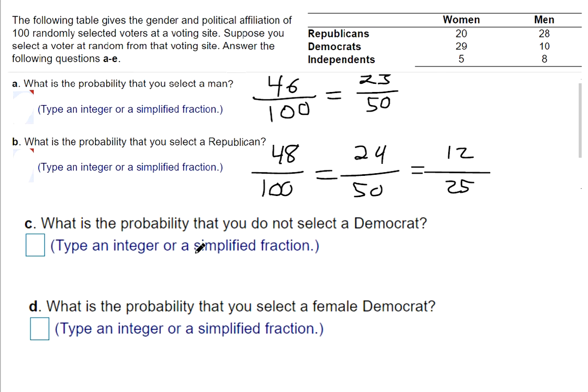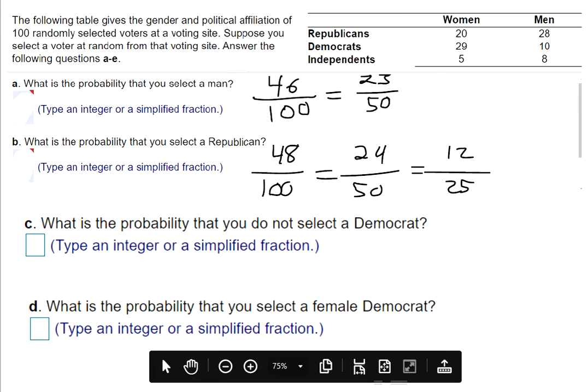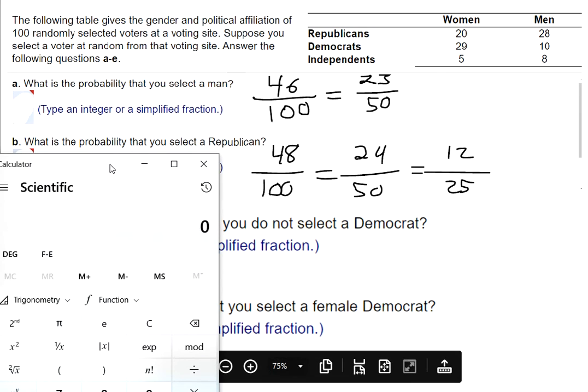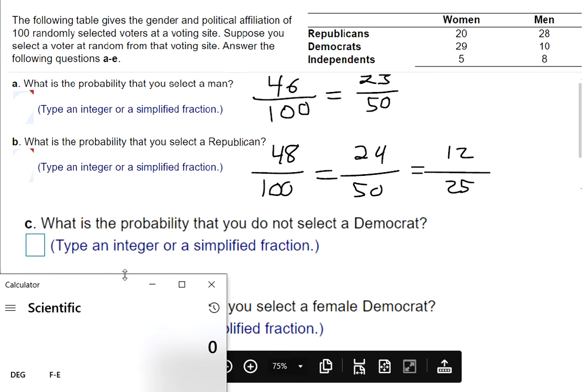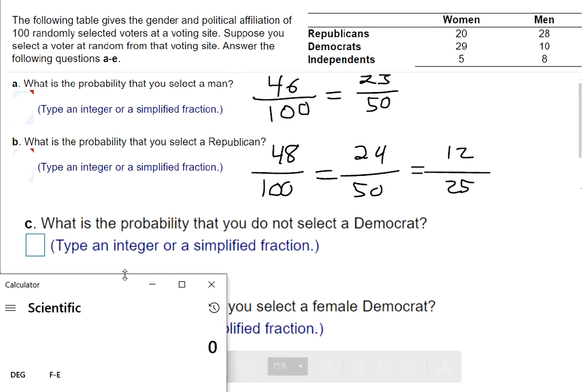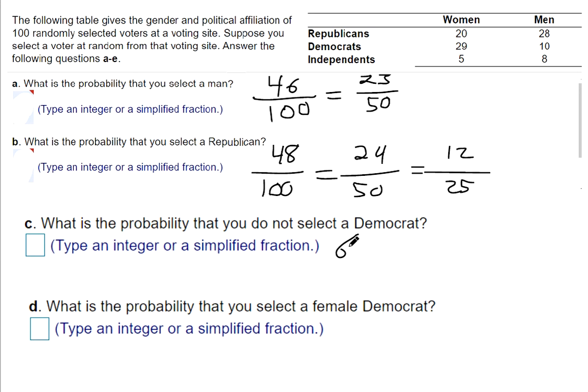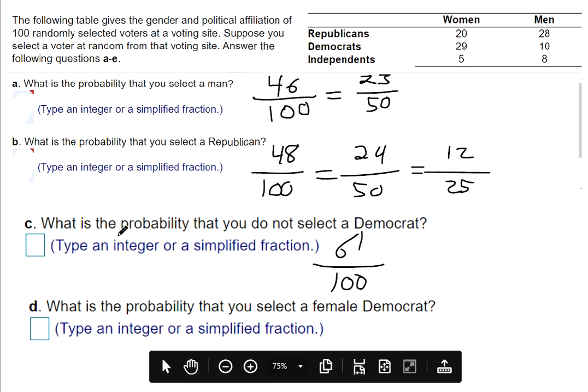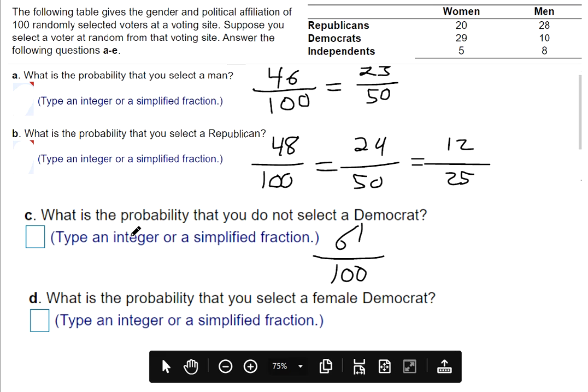So if a person's not a Democrat, they're either Republican or independent, right? So what's the probability that we don't select a Democrat? We want to count up all the non-Democrats. So here's an easy way of doing it. There's 29 Democrat women, 10 Democrat men. There's 39 Democrats. And if there's 100 people, 100 minus 39 gives us 61 people that are not Democrats. Okay, and I think that's already simplified, that fraction.